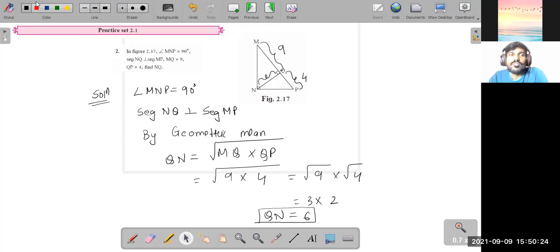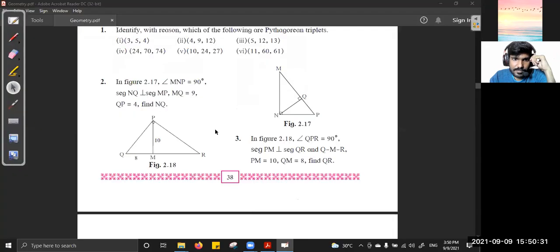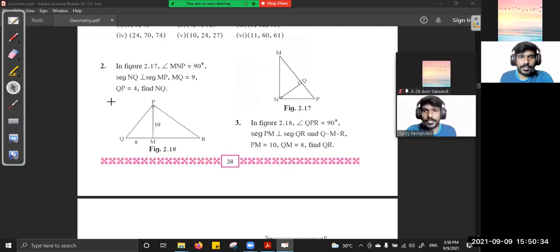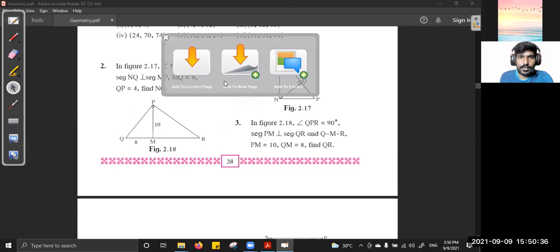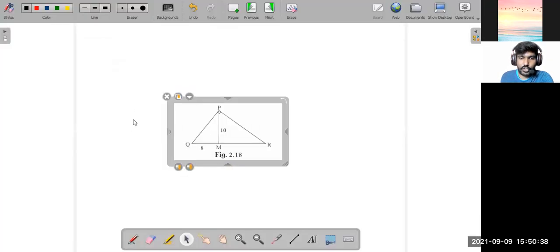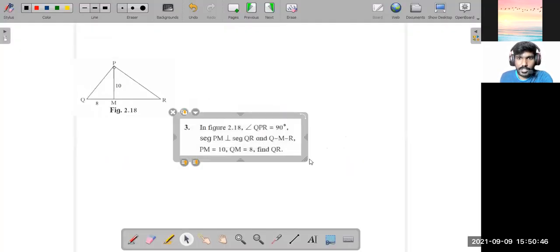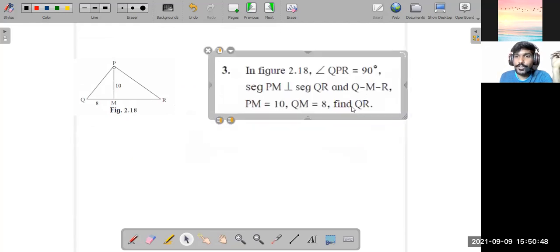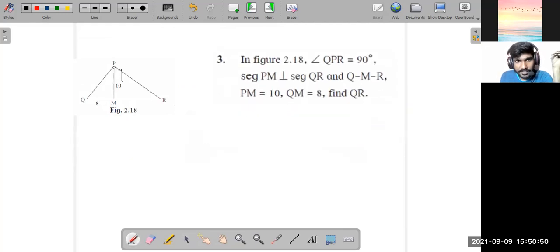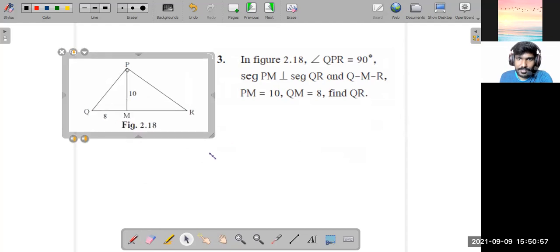Hello? Yeah, done. Okay. Can you do the third one? This is also on geometric mean only. How to do geometric mean here? The other is not given, so you have to find it out. Now this is given, no? See, this is given. But MR is not given. You have to find it out.